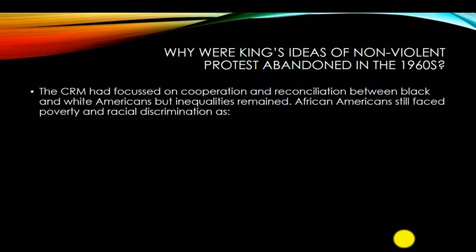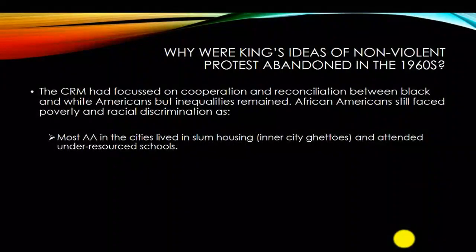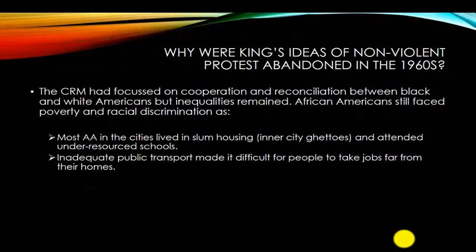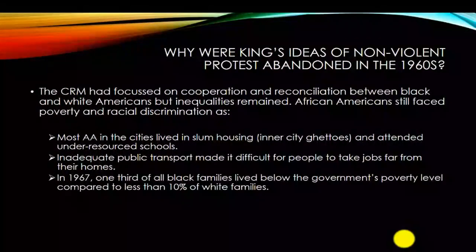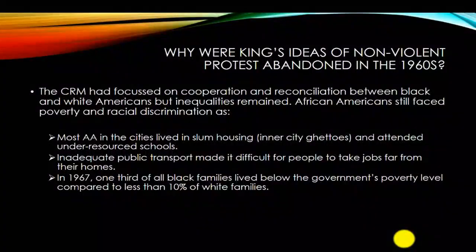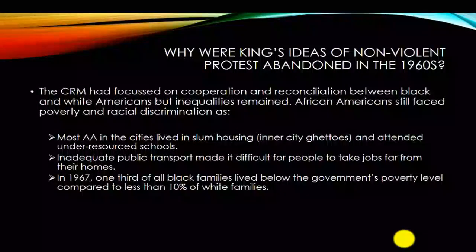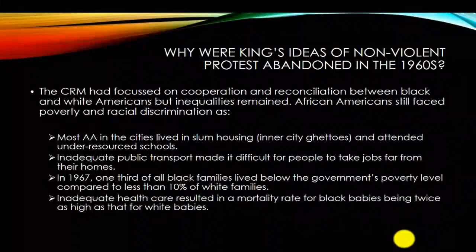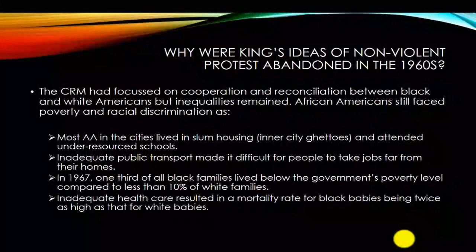So the civil rights movement had focused on cooperation and reconciliation between black and white Americans, but inequalities remained, and African Americans still faced poverty and racial discrimination, as most African Americans in the cities lived in slum housing, the ghettos, and attended under-resourced schools. There was inadequate public transport, which made it difficult for people to take jobs far from their homes. And in 1967, one third of all black families lived below the government's poverty level, compared to less than 10% of white families. And there was inadequate health care, which resulted in a mortality rate for black babies being twice as high as that for white babies.